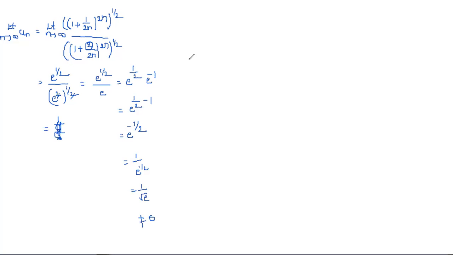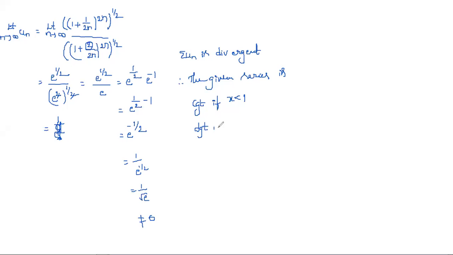So summation un is divergent. Therefore the given series is convergent if x is less than 1 and divergent if x is greater than or equal to 1. So this is the one.